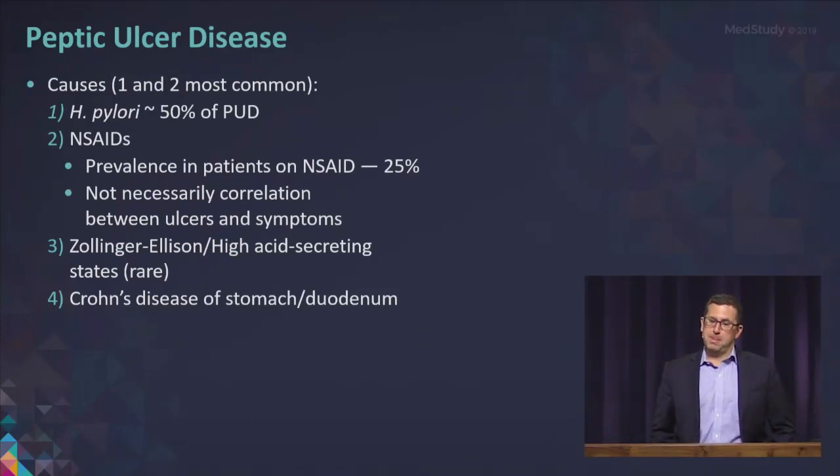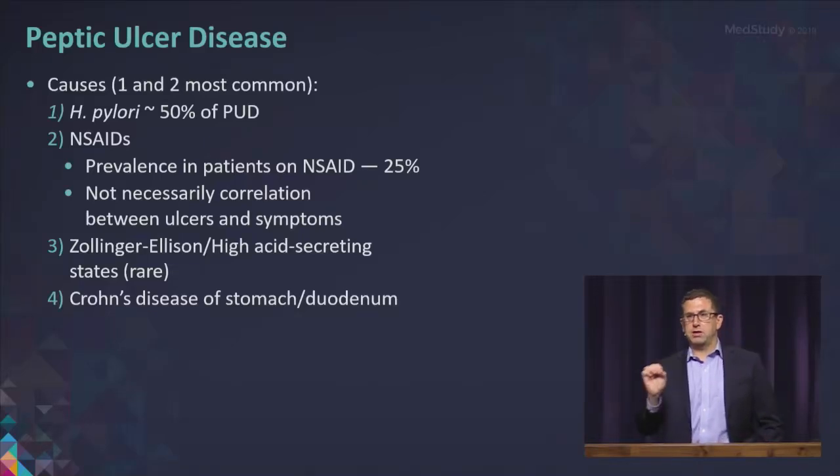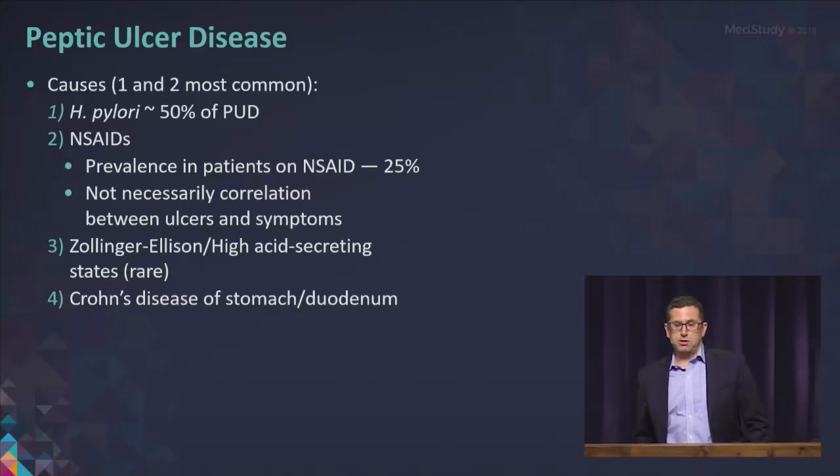Peptic ulcer disease. Before we were talking about gastritis, now we're going to shift and talk specifically about ulcers. The two most common causes of this would be H. pylori and NSAIDs. And in fact, for people on NSAIDs, even though it may be subclinical, about 25% of people, if you scope them, would actually have ulcers in their stomach from NSAID use.